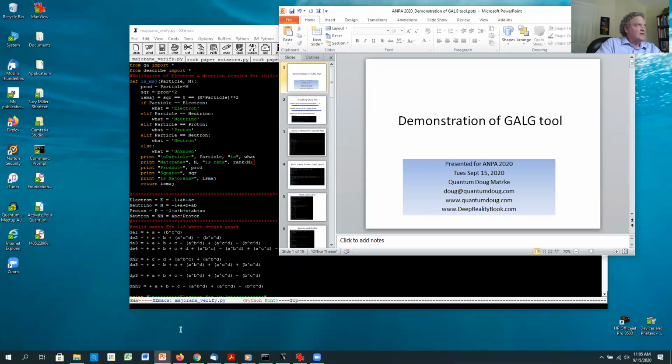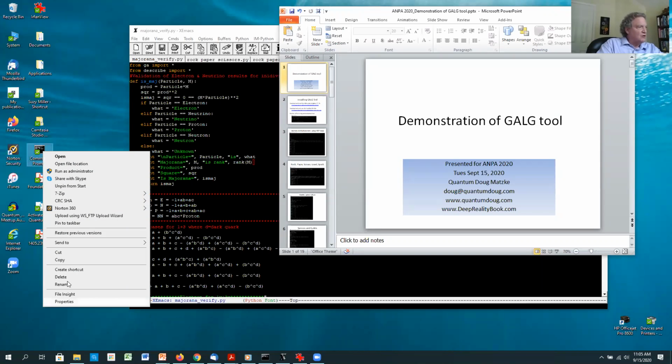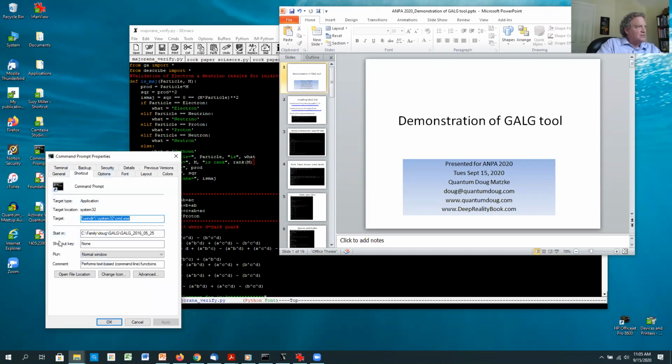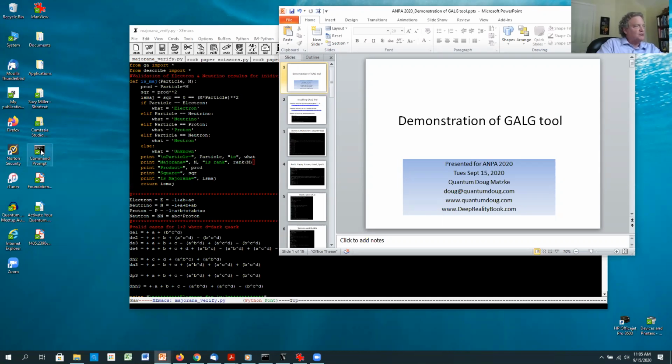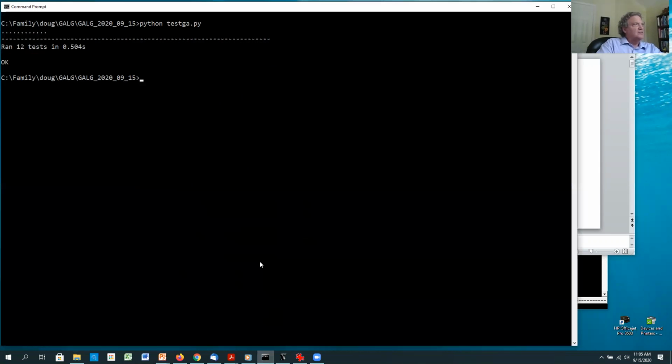So one of the things that I've done, if you can see my screen here, is I put a command line tool like this on my desktop. One of the things you can do with that is go in and look at properties, and you can say the start in, and you can put that path to the folder where your geometric algebra is. So you can have a geometric algebra hot link on your desktop if you want. I've already done that, and this is my command line here.